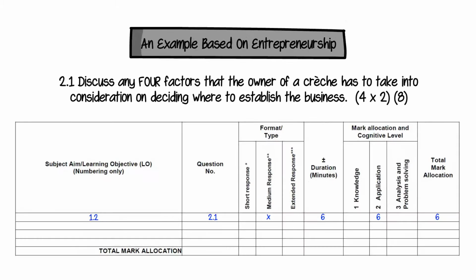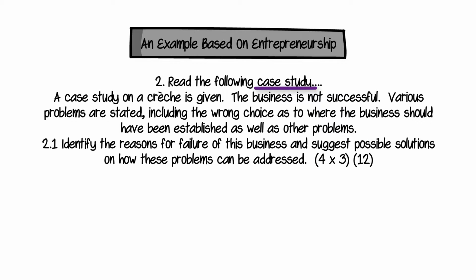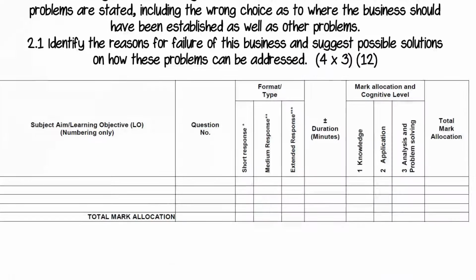Lastly, the third scenario. 2. Read the following case study. A case study on a creche is given. The business is not successful. Various problems are stated, including the wrong choice as to where the business should have been established, as well as other problems. 2.1. Identify the reasons for failure of this business and suggest possible solutions on how these problems can be addressed. 4 times 3, 12.